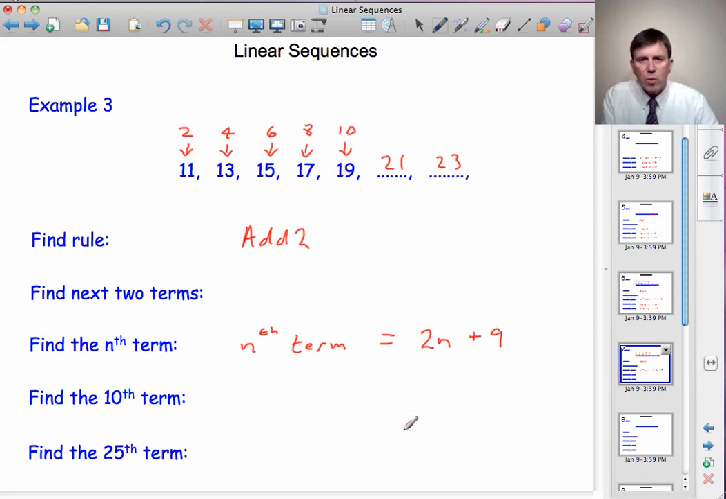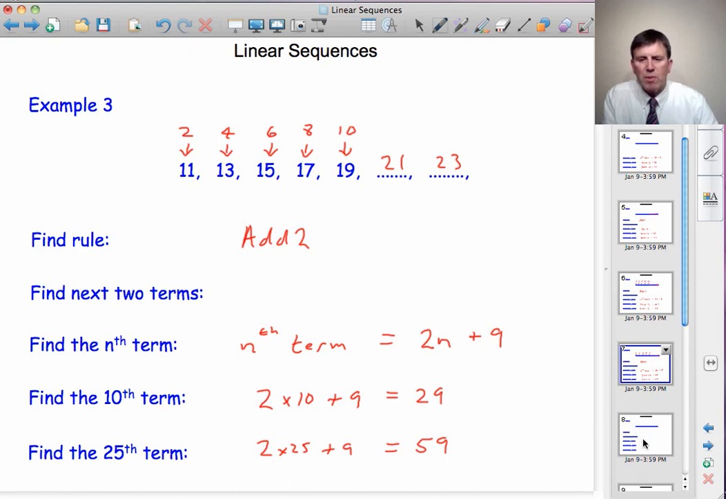As a check, let's see if it works for the 5th term. 2 times 5 is 10. 10 plus 9 is 19. Yes, that's right for the 5th term. So the 10th term is 2 times the number of the term, 10, plus 9. 2 times 10 is 20, plus 9 is 29. The 25th term, 2 times 25 plus 9. 2 25s are 50. 50 plus 9 is 59.